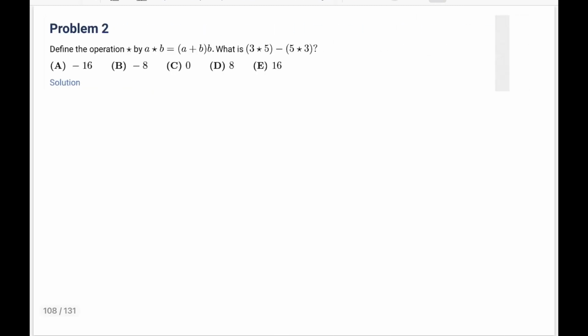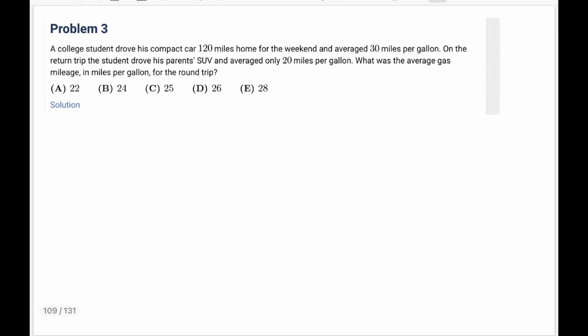And problem number 2. Define the operation star by A star B is A plus B times B. What is 3 star 5 minus 5 star 3? So 3 star 5 is 8 times 5, minus 5 star 3 is 8 times 3. So 8 times 5 minus 8 times 3. This is 8 times 2, so 16. So it's E.